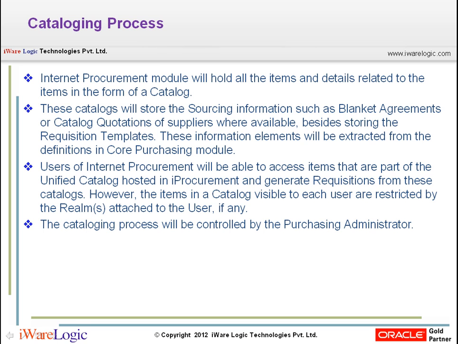Users of iProcurement will be able to access the items that are part of the unified catalog hosted in iProcurement and generate the requisition from this catalog. However, the items in the catalogs visible to each user can be restricted by the realms attached to the user. That is, if we want to restrict one particular user from viewing a particular item, we can use the realms. The cataloging process will be controlled by the purchasing administrator.